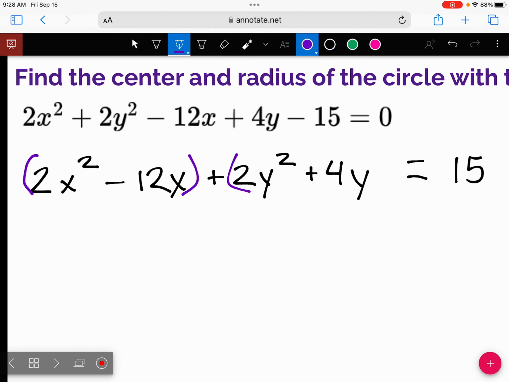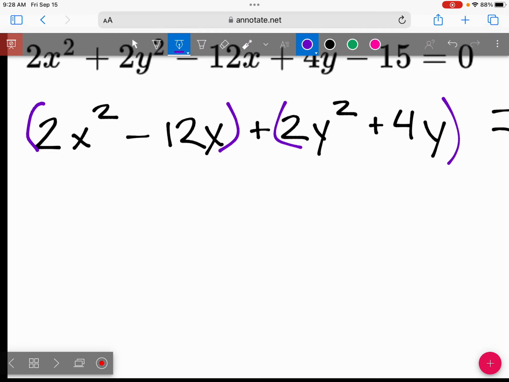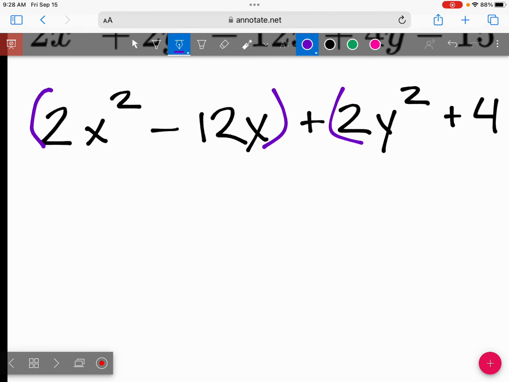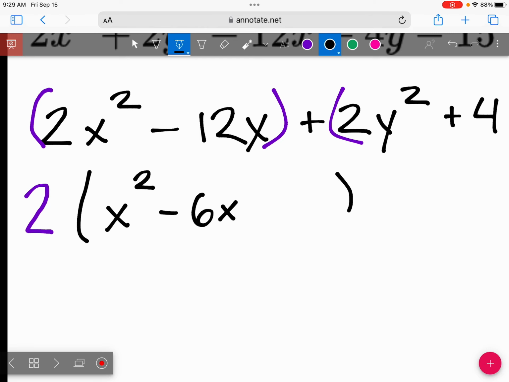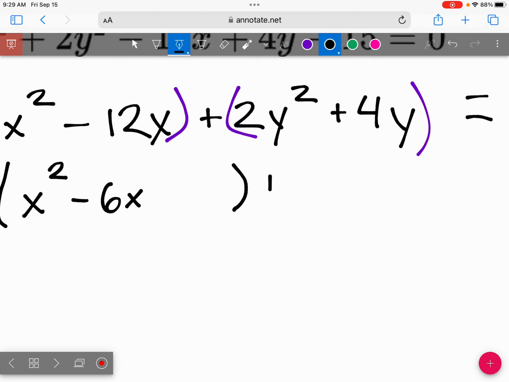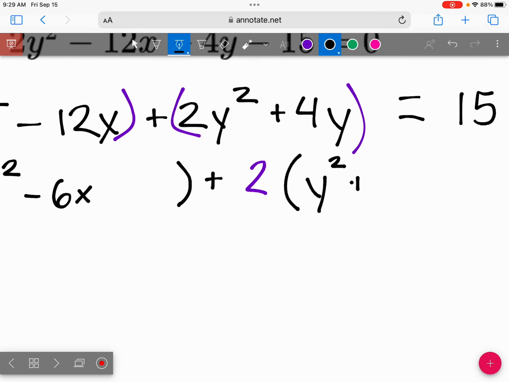Break them up into groups of x's and y's. We're going to pull out from the x's a 2, leaving us with x squared minus 6x. This time I'm just going to leave a space so that I don't have to rewrite everything another time. Same thing on the y's. We're going to take out that 2, y squared plus 2y.